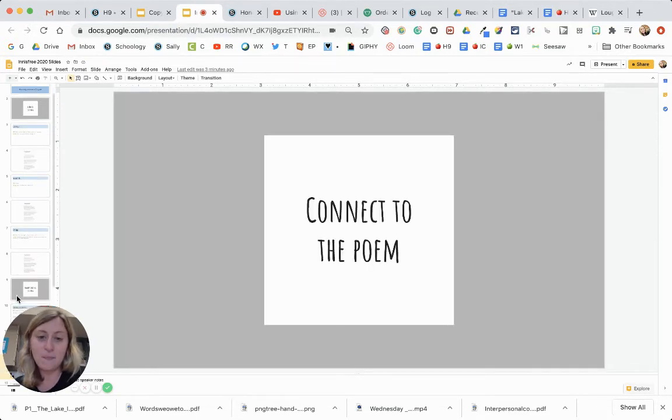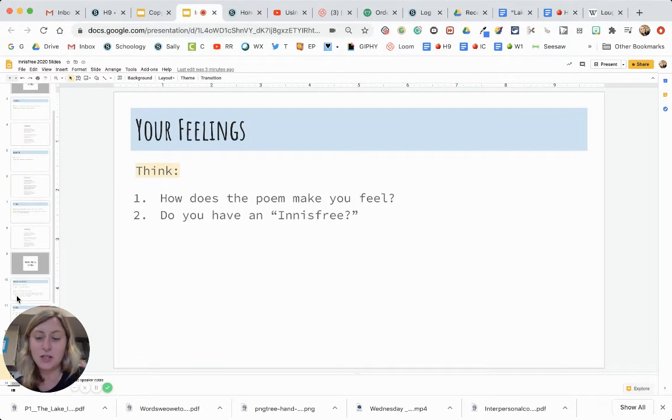All right, and when you're back, the last thing you want to do here is think about how you connect to this poem. When you've got a bigger idea of what this poem might be about, you start thinking about whether it makes you feel anything as the reader, and whether you have anything similar that you can bring or connect to this poem. The speaker in this poem talks about his Innisfree. Do you have an Innisfree? Where is your Innisfree? And what does it mean to you? Those are some questions that you can start to consider.